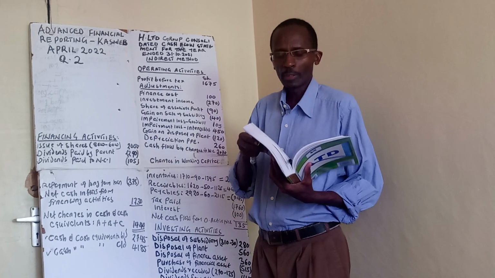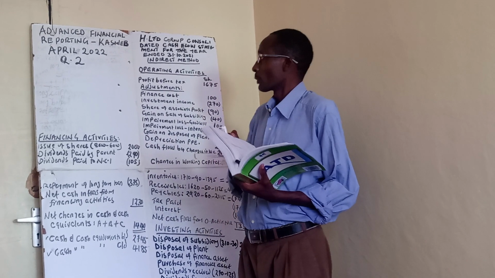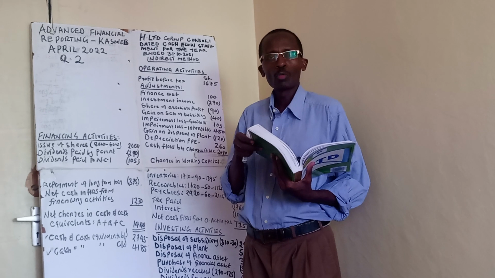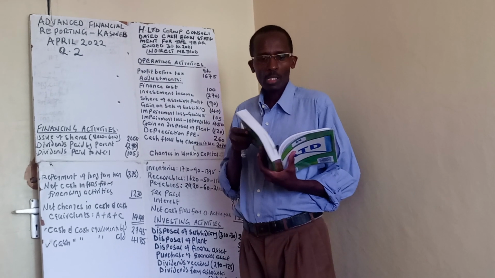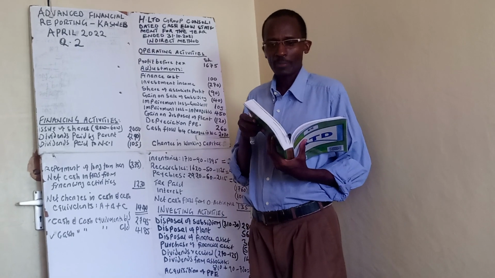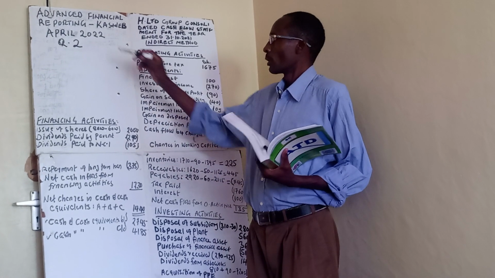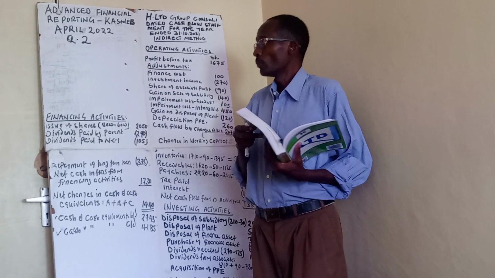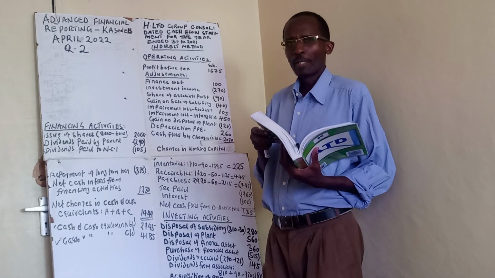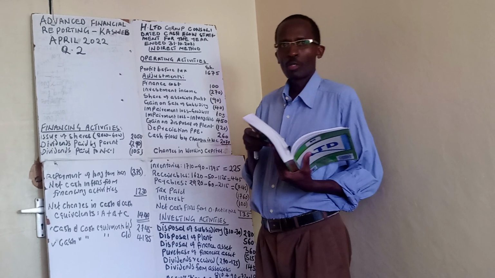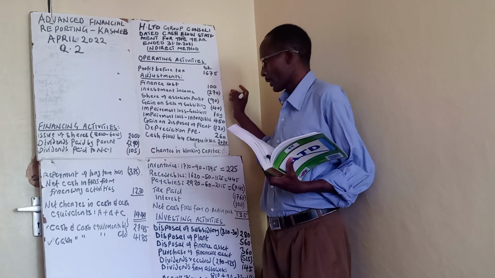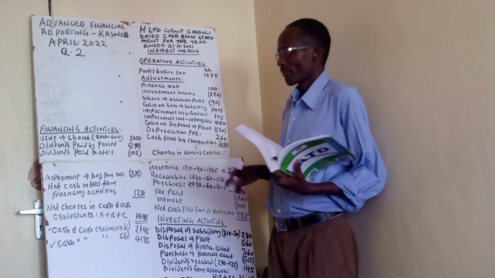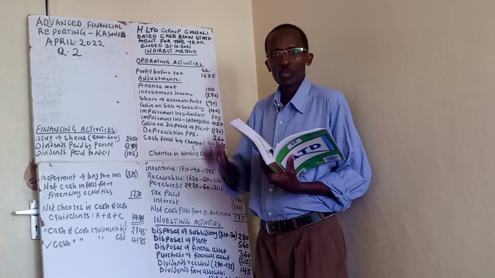Last time we were doing advanced financial reporting, that was group accounts. Now today we are going to do a question from the past papers, CASNEP, April 2022, question 2. I gave you that one as an assignment, so I'm going to be very brief because we have answers here. We are going to be very fast. You can mark for yourself.